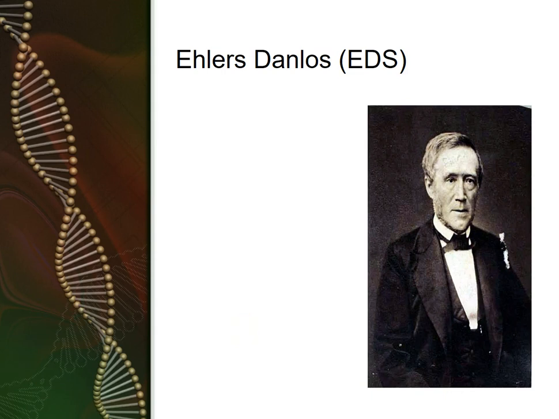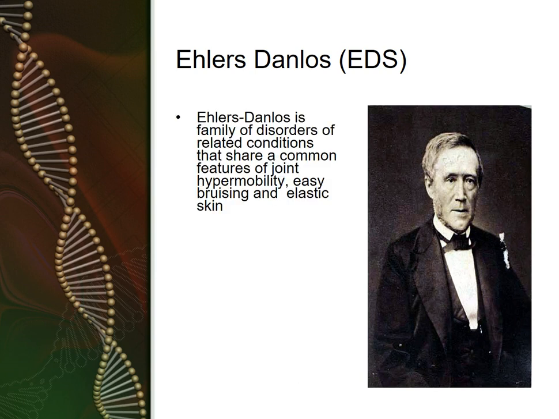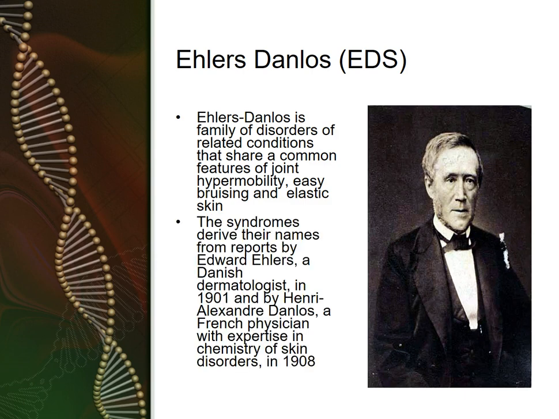I'm now going to move on to connective tissue disorders that have to do with joints. And the first disorder I want to talk about is Ehlers-Danlos syndrome. Ehlers-Danlos is a family of disorders related to abnormalities in joint hypermobility, easy bruising, and hyperelastic or stretchy skin. The syndromes derive their name from two physicians, Edward Ehlers, a Danish dermatologist in 1901, and Henrik Alexander Danlos, a French physician with expertise in chemistry and skin disorders in 1908.